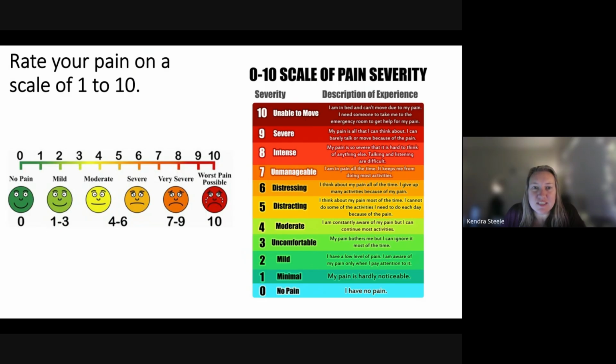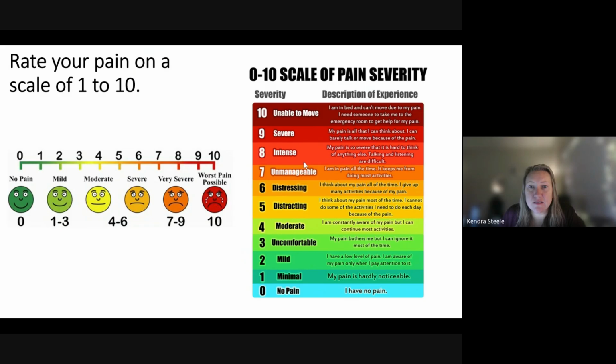Number 6, distressing. I think about my pain all of the time. I give up many activities because of my pain. Okay, so it's starting to get more serious. Number 7, unmanageable. I am in pain all of the time. It keeps me from doing most activities. Okay, so again, we're stopping many activities in the day.